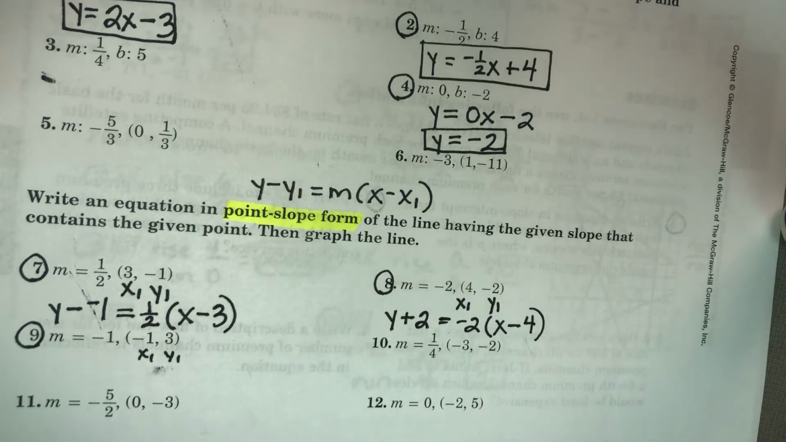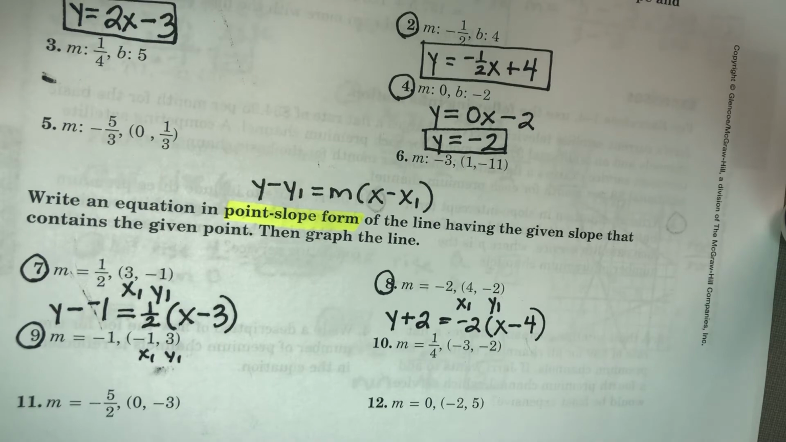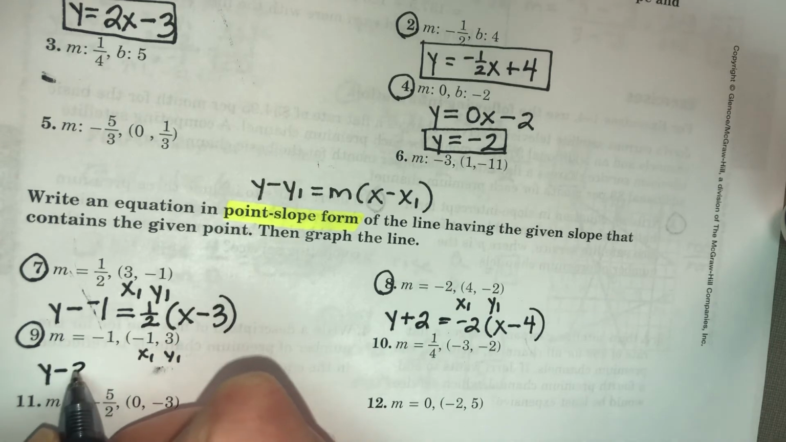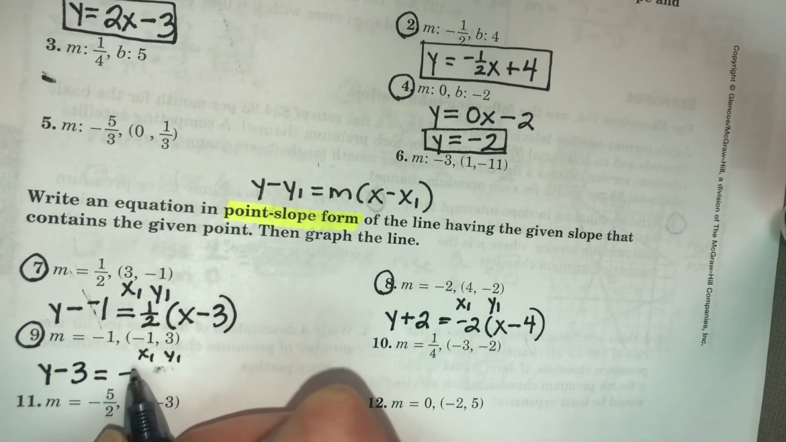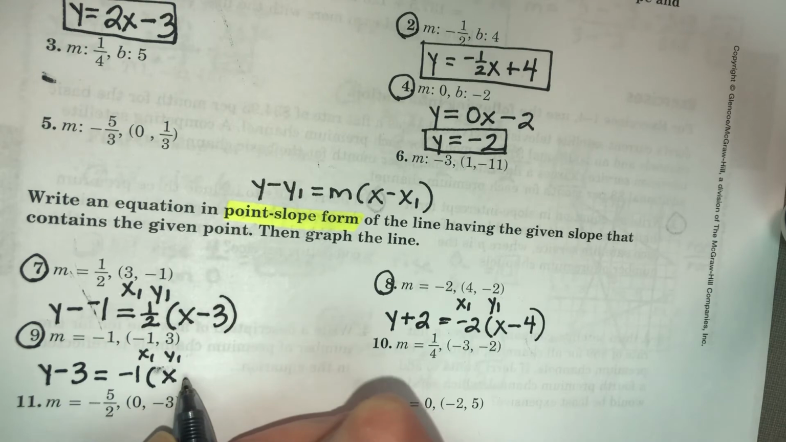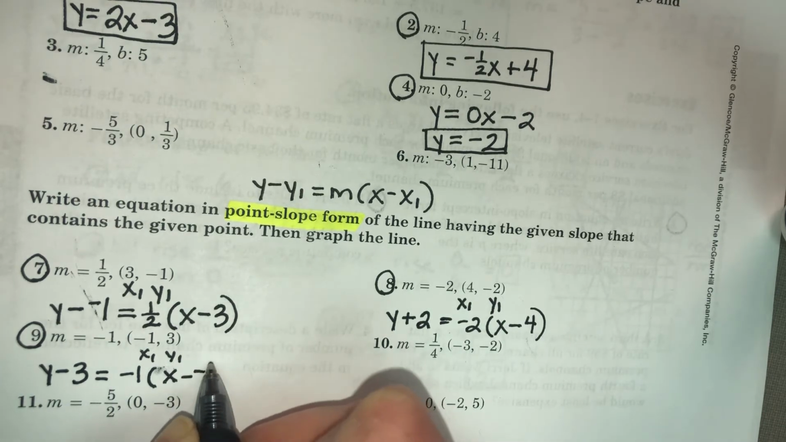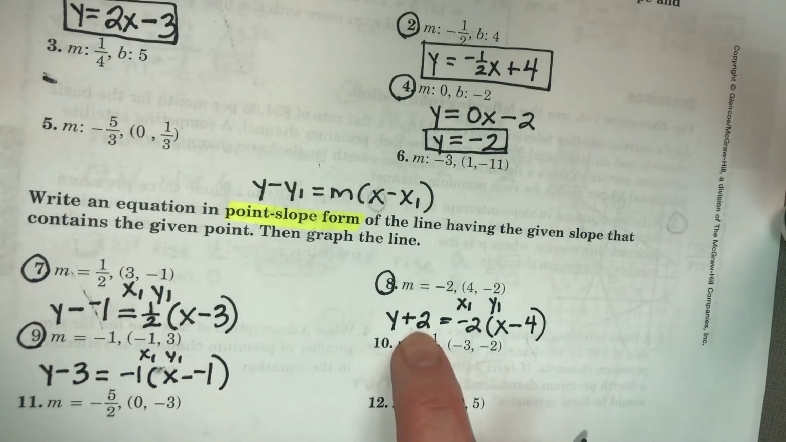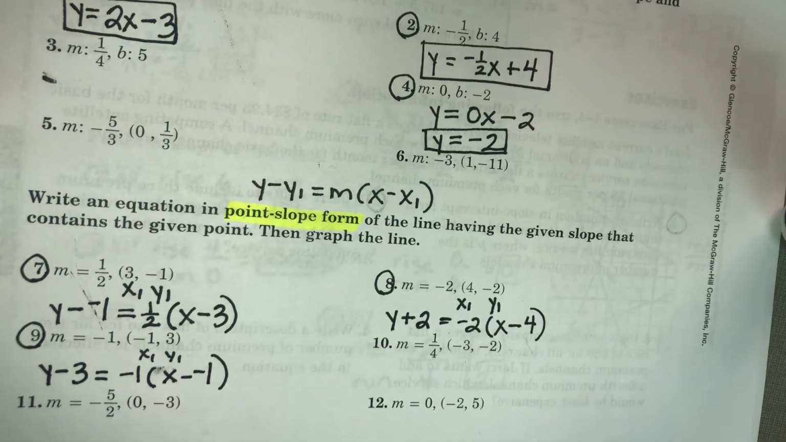All right, number 9, m equals -1, and the point has x1, y1 as -1, 3. Why don't you pause your video and try this one on your own and see how it goes? Okay, hopefully you got y minus 3 equals -1 times x minus -1, or you could change that minus negative to a plus like I did on number 8 with the y minus -2. Either way, I'll take it either way.